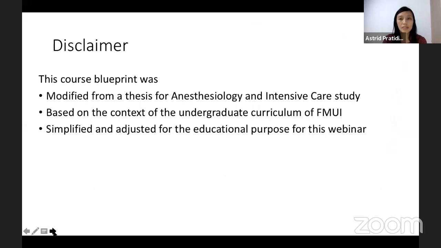As a disclaimer, this course blueprint was modified from a thesis for anesthesiology and intensive care study. It was developed based on the context of the undergraduate curriculum of Faculty of Medicine, Universitas Indonesia, and it was simplified and adjusted for the educational purpose of this webinar. So this is a very short example to help you understand the 4CID design.